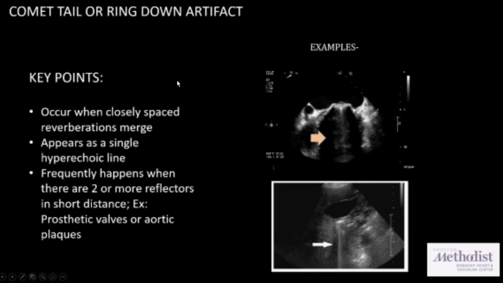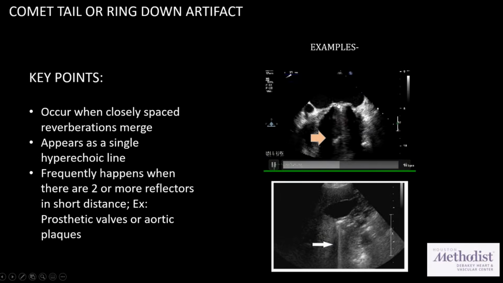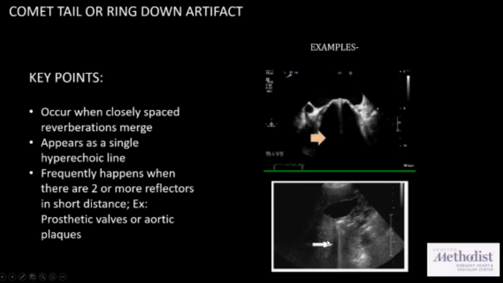Another one is a variant of the reverberation itself. It's called comet tail or ring down artifact, and it occurs when closely spaced reverberations merge and are seen as a single hyperechoic line. It frequently happens when there are two or more reflectors in a short distance, like prosthetic valves, like you see here, or very prominent aortic plaques.